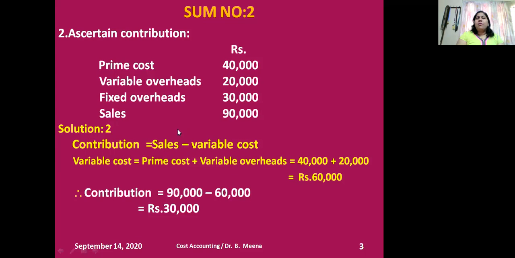So sales is given, only thing is I need to calculate the variable cost by adding the prime cost with my variable overheads. So it comes to 40,000 plus 20,000, which means 60,000. Then I can calculate the contribution. Sales is 90,000 and variable cost I calculated as 60,000. Then my contribution is 30,000.